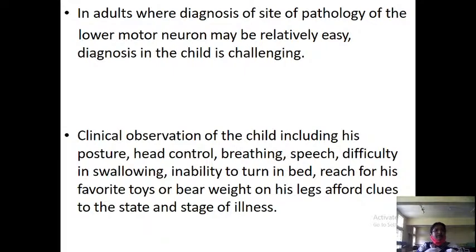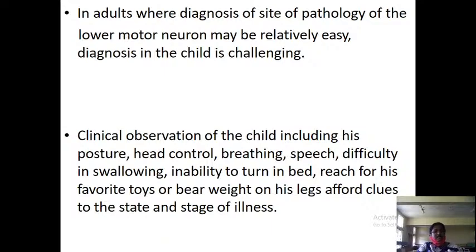Then if it is proximal, he is not able to use his arm and reach out to an object, he is not able to get up from the sleeping position, so truncal weakness. From the recumbent posture to the sitting posture or standing posture he is not able to, then it will be more of a proximal muscle weakness. Then he is not able to maintain his posture, so that is more of a proximal muscle weakness.